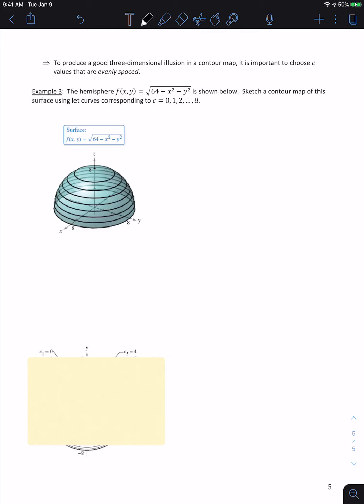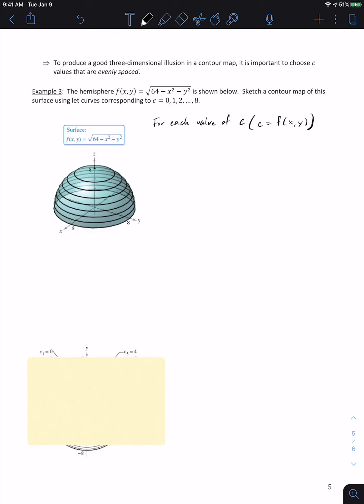So I want to show a contour map using curves corresponding to c equals 0, 1, 2, all the way through 8, right? So for each value of c, remember, c is equal to some z value, and it's everybody that has that same z value, or that same output. So I want to draw a line corresponding to all the x and y points that have the same z value, right?